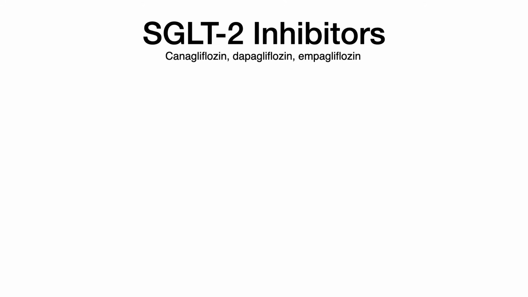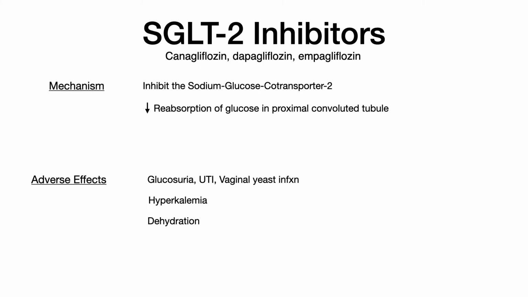And these are the drugs that end in flozin. So canagliflozin, dapagliflozin, and empagliflozin. The mechanism of the SGLT2 inhibitors, as the name suggests, is that it inhibits a cotransporter called the sodium glucose cotransporter 2, and that's what SGLT2 stands for. And what happens is when you inhibit that cotransporter, you're decreasing the reabsorption of glucose in the proximal convoluted tubule of the kidney, and we'll talk about that mechanism more in depth in just a moment.